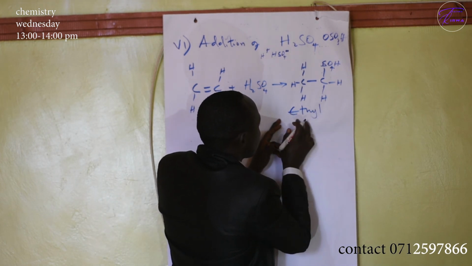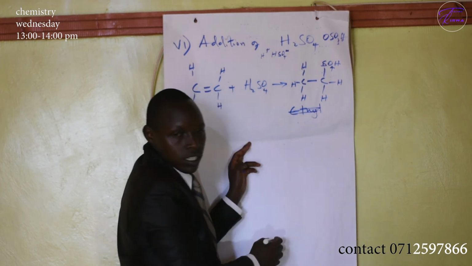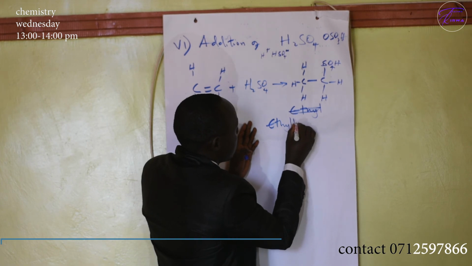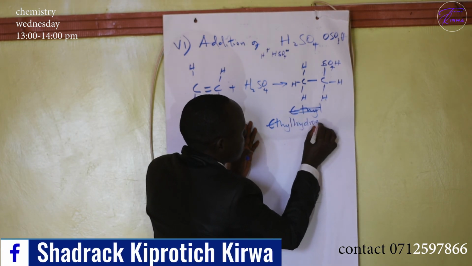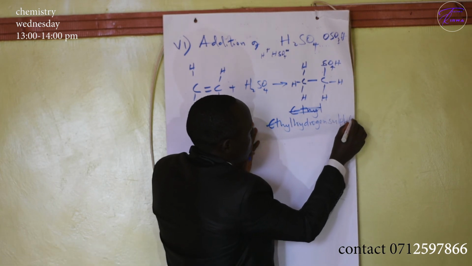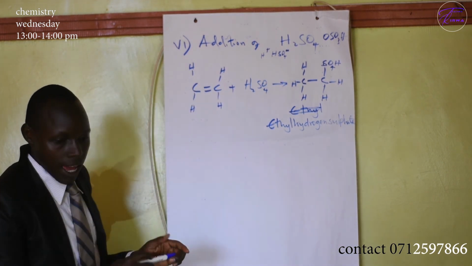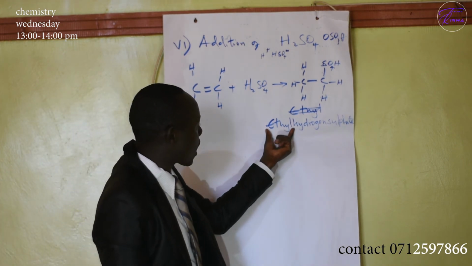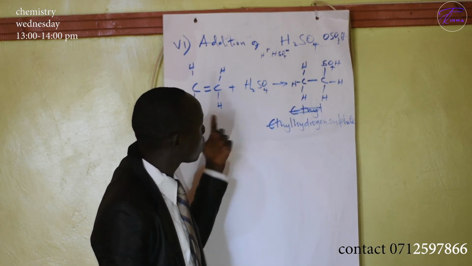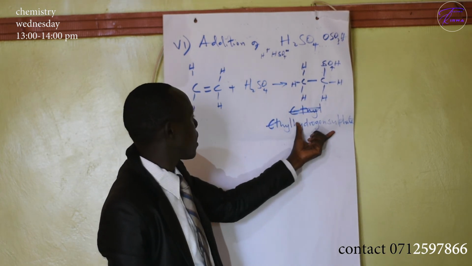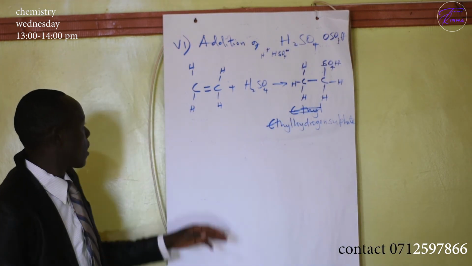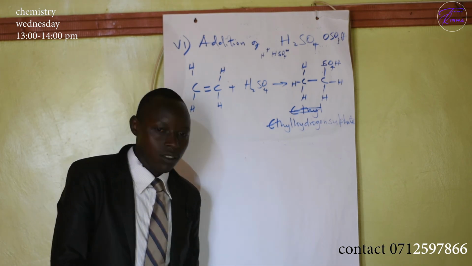So this one is called ethyl hydrogen sulfate. Ethyl to represent C2H5. You remember C2H5 is an ethyl. And then hydrogen sulfate to show that group present there. So this one is called ethyl hydrogen sulfate.